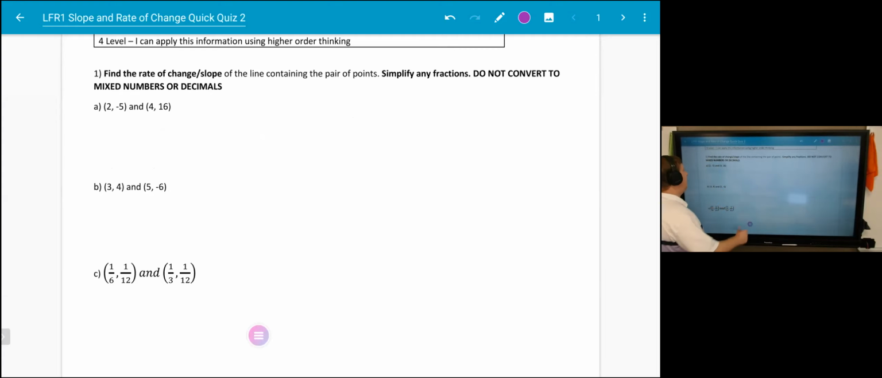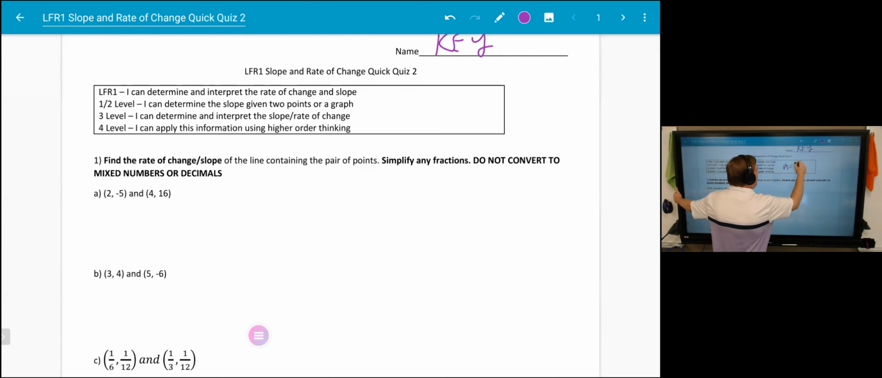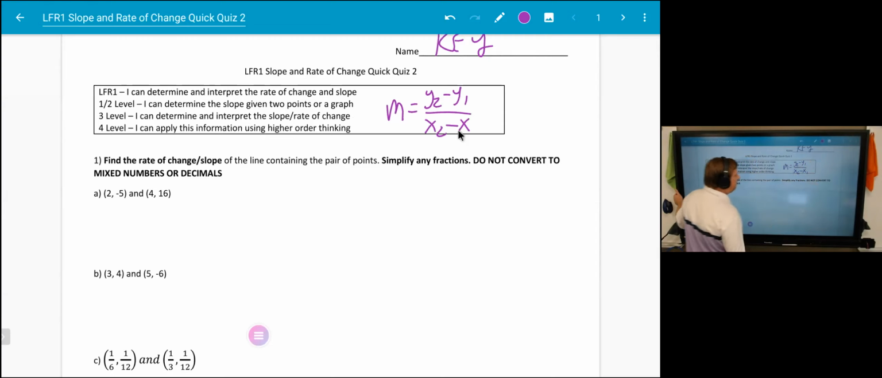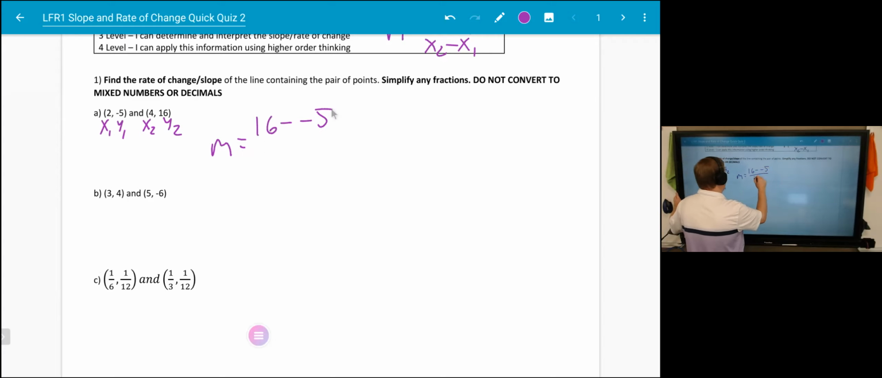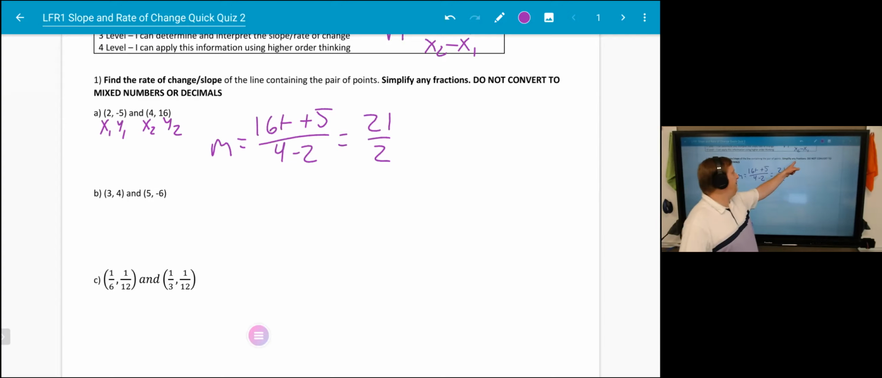Okay. Slope, the equation is m equals y2 minus y1 divided by x2 minus x1. I've got 2 points on here, and if I do these, this is like an x1, y1. This could be treated like an x2, y2. So my slope would be m equals 16 minus -5 divided by 4 minus 2. Minus negatives plus a positive, this is 21 divided by 2. Now, simplify any fractions. That can't be simplified.